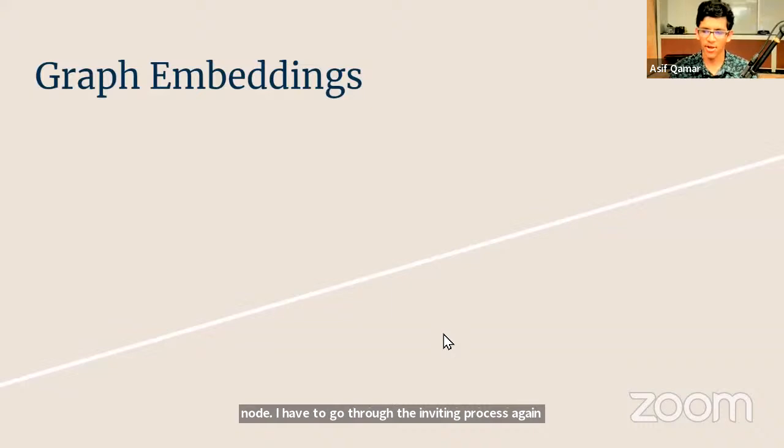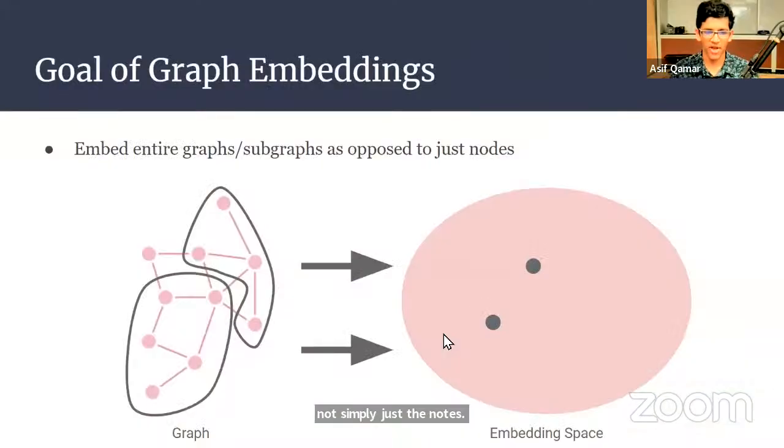So say we want to look at the graph on a high level, not simply just the nodes. Well, we can use graph embeddings. The goal of graph embeddings is to embed entire graphs or subgraphs as opposed to just nodes. So here I've circled two subgraphs in the graph, and then we're converting them to two unique vectors in the embedding space.